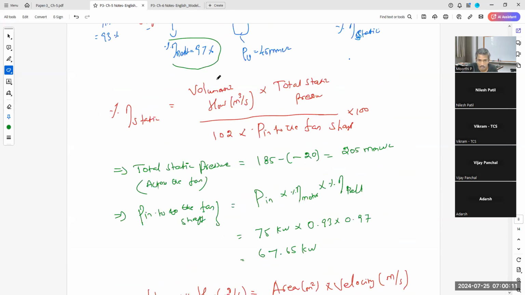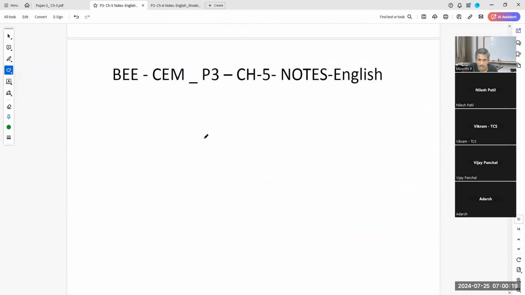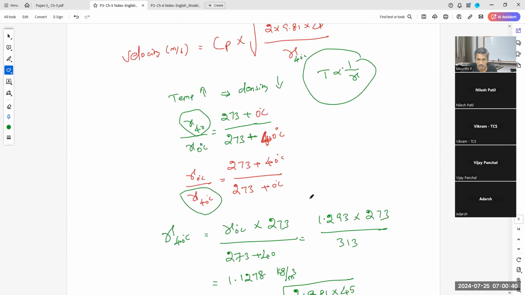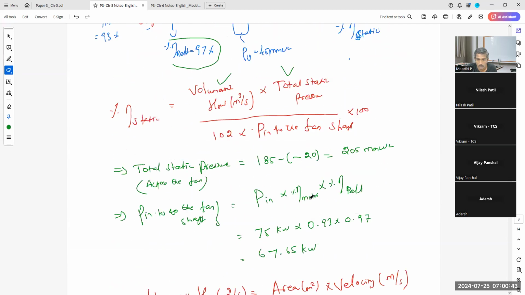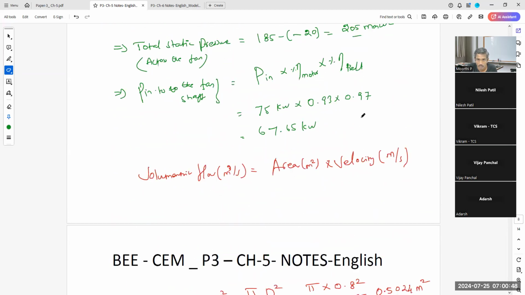Efficiency. You have calculated meter cube per second, total pressure you know, this also you know, then you have to put in all the values. Static efficiency. What is the value? Volumetric flow 12.64. Pressure developed, static pressure developed, how much value? 205. Understand? Total static pressure 205.